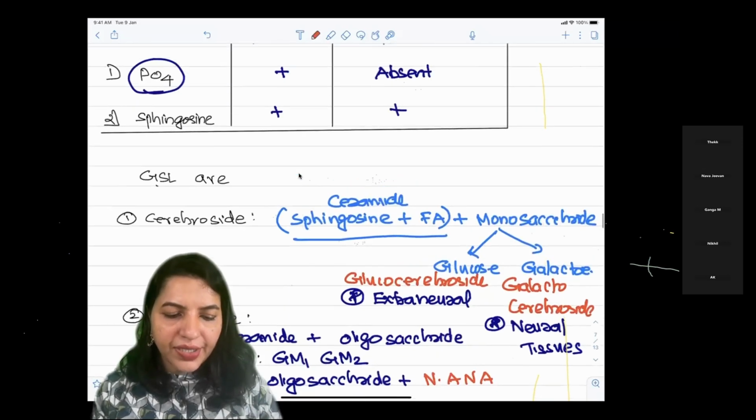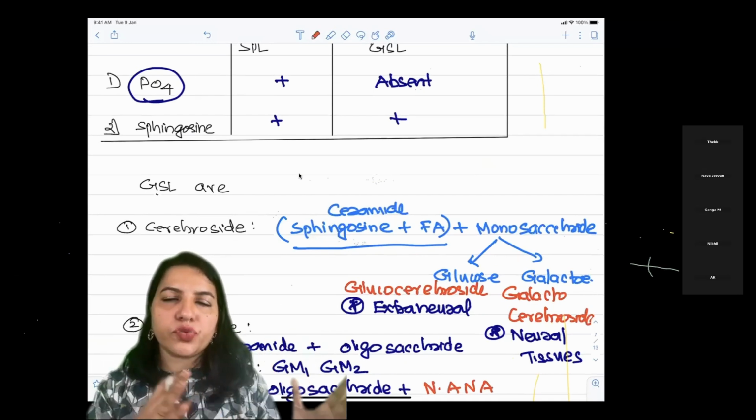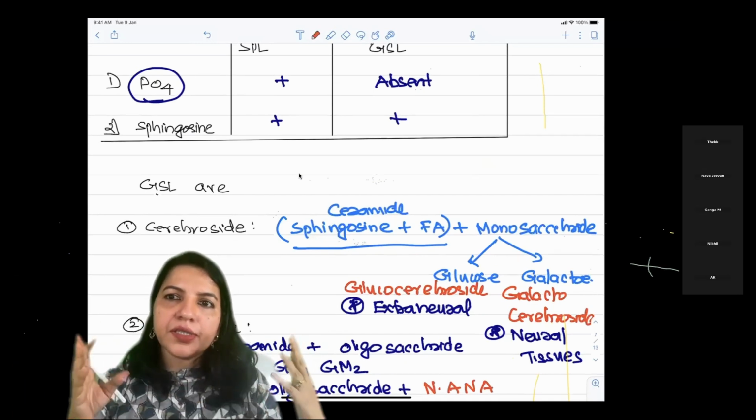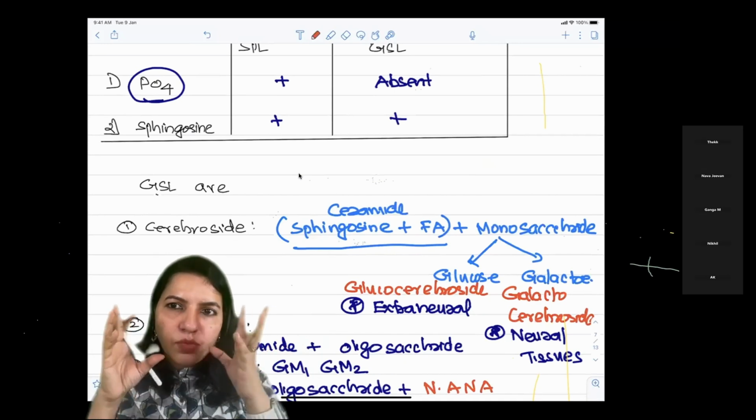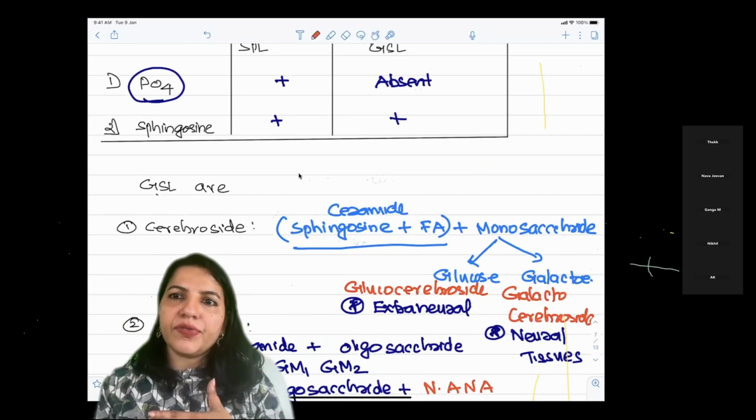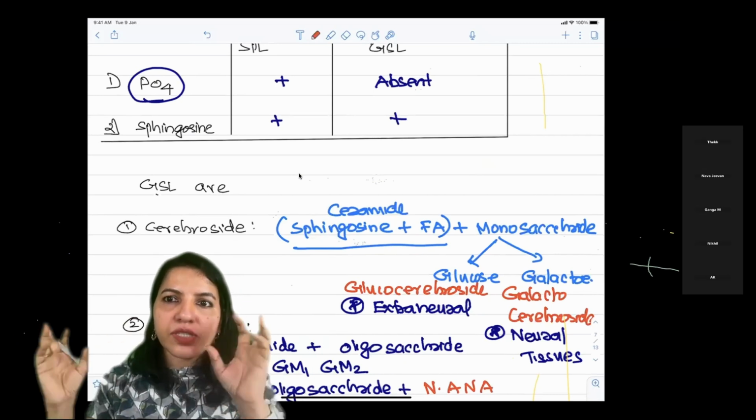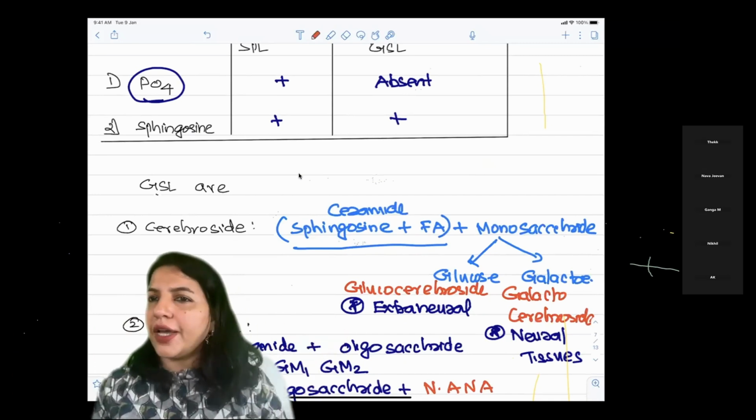Okay. So what I said is glycolipids or glycosphingolipids mean a carbohydrate attached to the lipids. Right? Then if it is only one monosaccharide, we call it a cerebroside. If it's a disaccharide or an oligosaccharide, we call it a globoside. If that disaccharide or oligosaccharide residue has an N-acetylneuraminic acid, we call it a ganglioside.